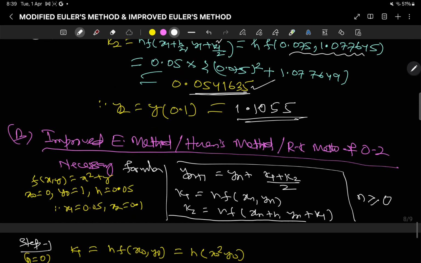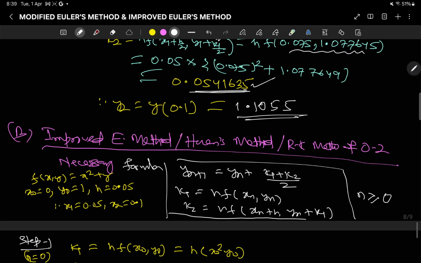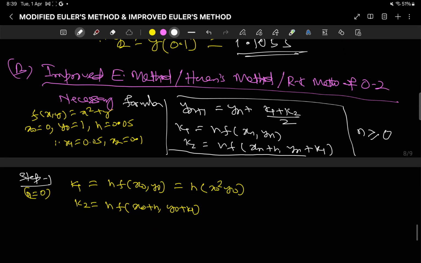Now coming to the improved Euler method, or the Heun method, or what we call the Runge-Kutta method. Here the necessary formula is y_{n+1} is y_n plus (k1 plus k2) by 2, where k1 is this and k2 is this. As you know, f(x, y) is this, x0 is 0, y0 is 1, and h is equal to 0.05 is also given. So with the increment of h it is this, with the next increment it is this.